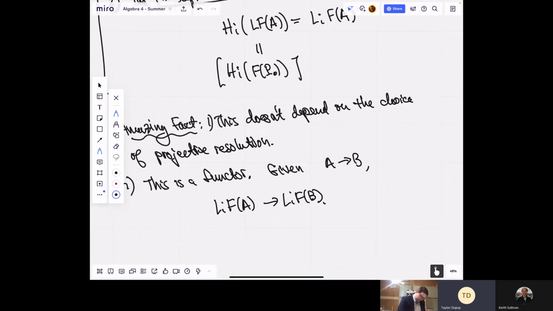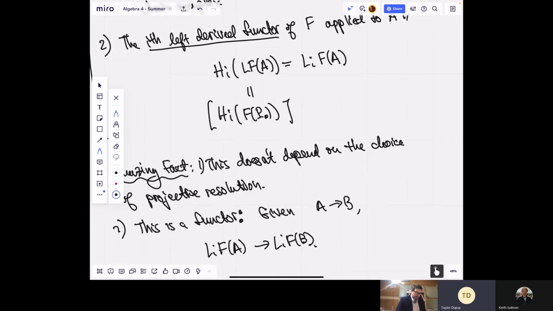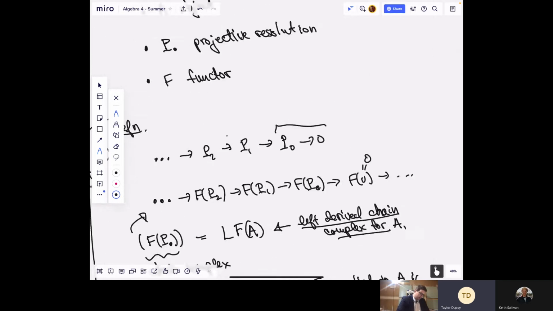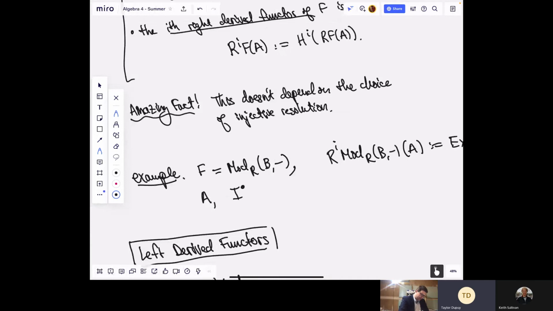Okay? And through this crazy process, this means that we're going to have to somehow cook up maps between the complexes. Also, let's say this too has the two amazing facts. This is a functor.